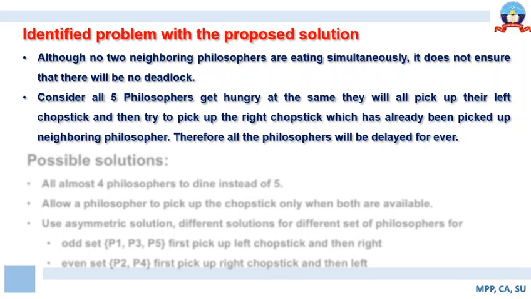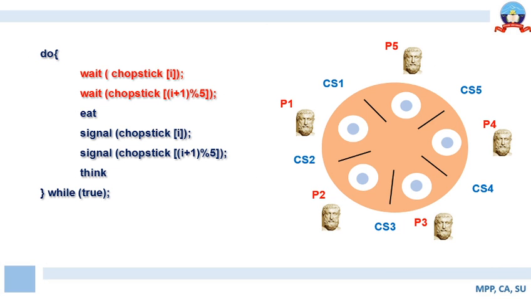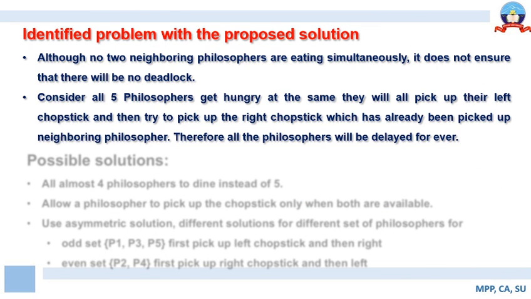Now, if you can recall and think over this particular solution, what we have done is we have used a very symmetric solution. Symmetric solution means that we are allowing philosophers to pick their left chopstick and then their right chopstick. So a possible way to come out of this problem may be that you can allow at most 4 philosophers to dine instead of 5.